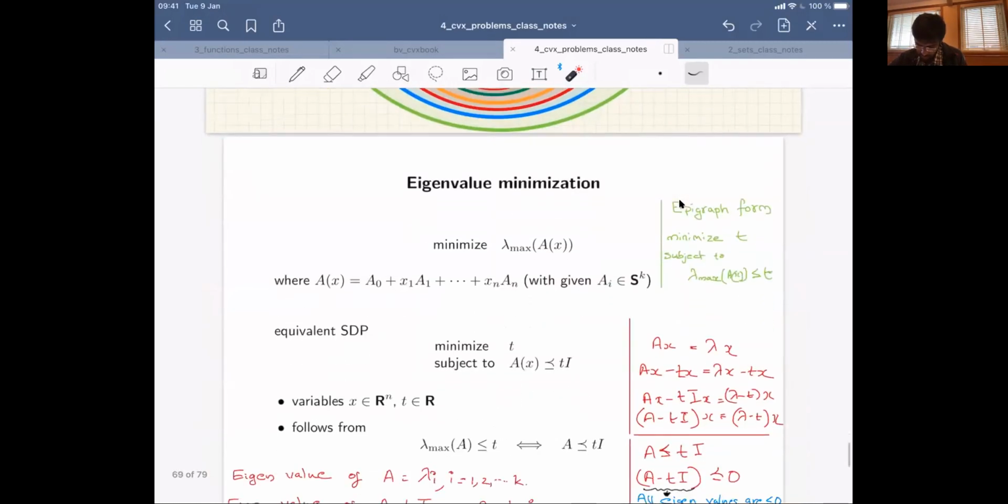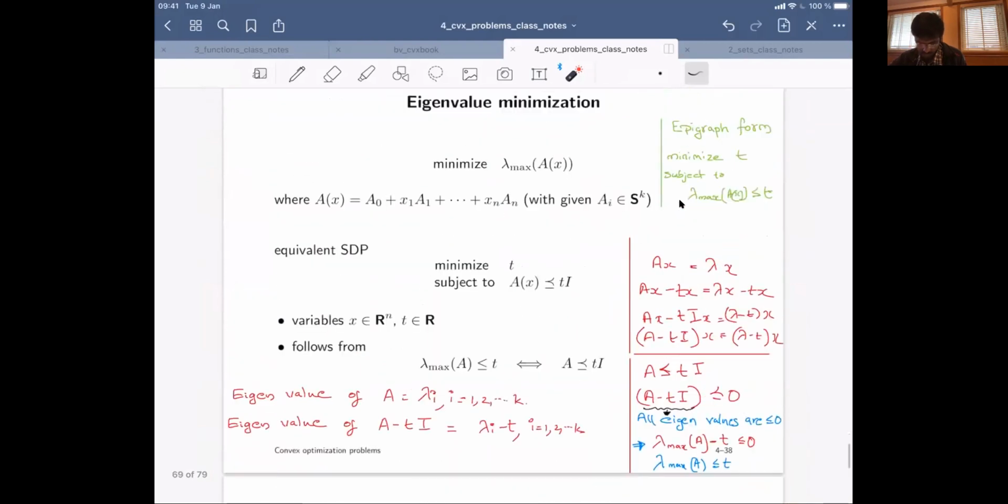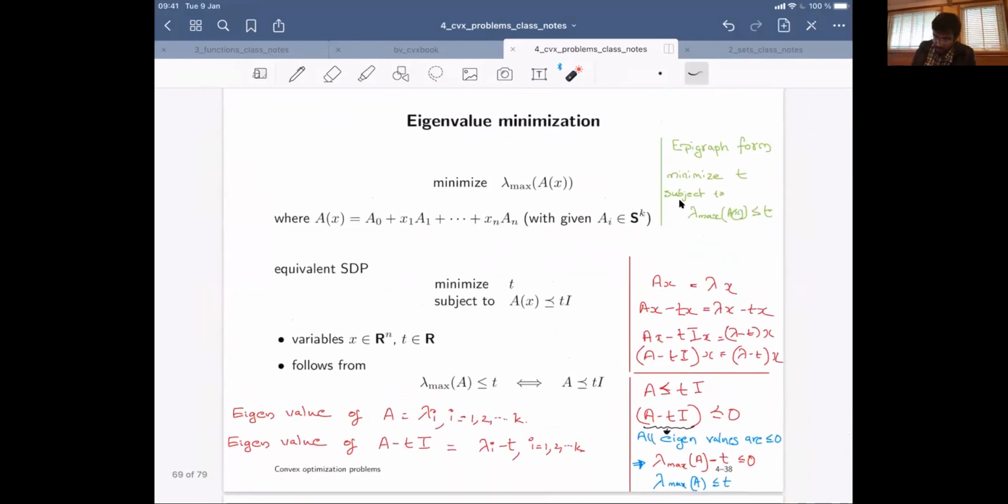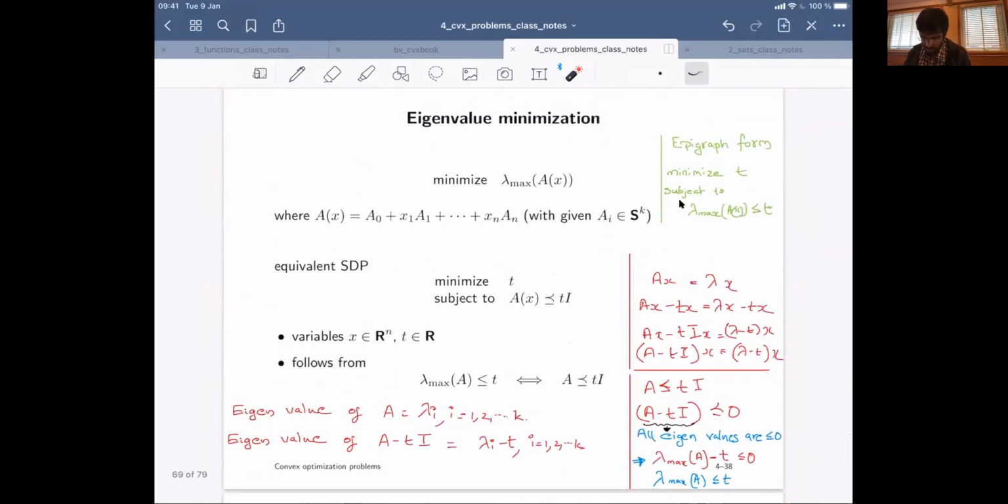Now let's see two examples of this and stop today's lecture. One is eigenvalue minimization. It was not easy, but for us now it is easy. Minimize this function: the maximum eigenvalue of A(x). So you have a matrix A(x) given by this. What you are asked is to minimize the maximum eigenvalue of this matrix.